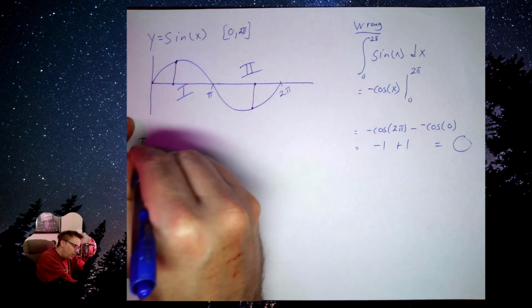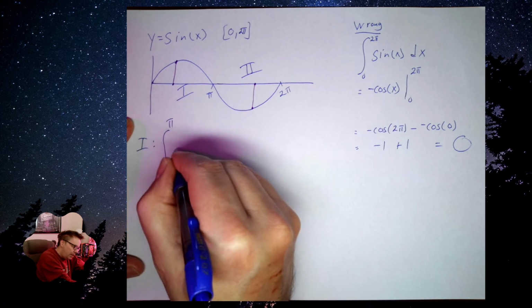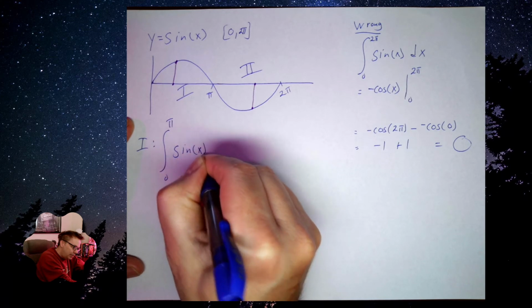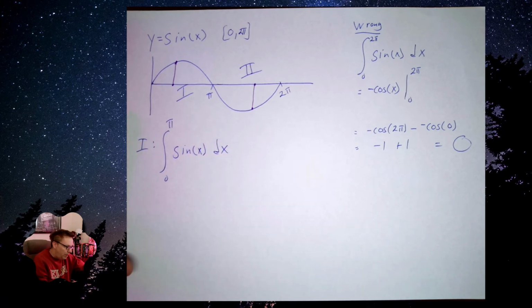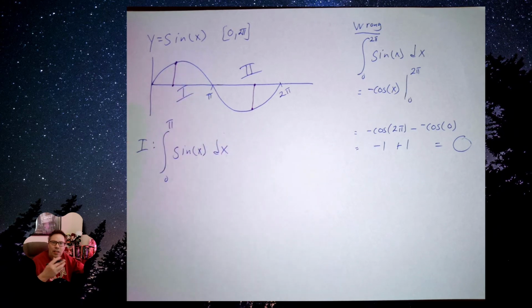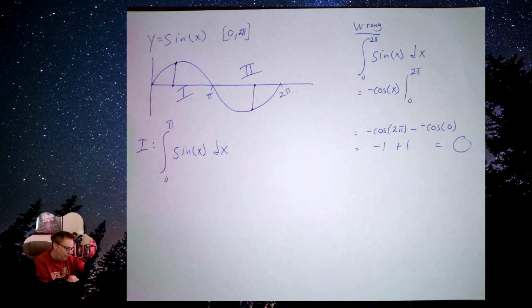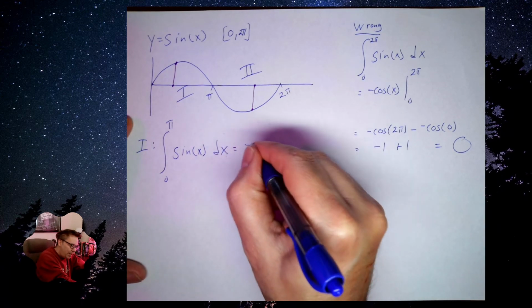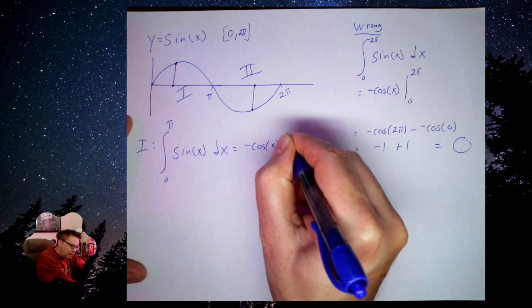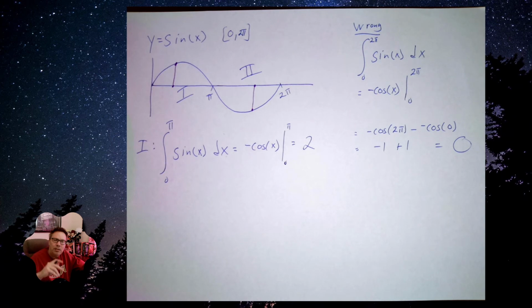So region number 1 goes from 0 to pi, and that is sine of x dx. Because I go from here to here, and this is above the x-axis, so I'm going to leave this as positive. I evaluate this, I get negative cosine of x from 0 to pi, and I wind up getting 2 out of this. I'm going to leave that arithmetic trigonometry calculation to you.